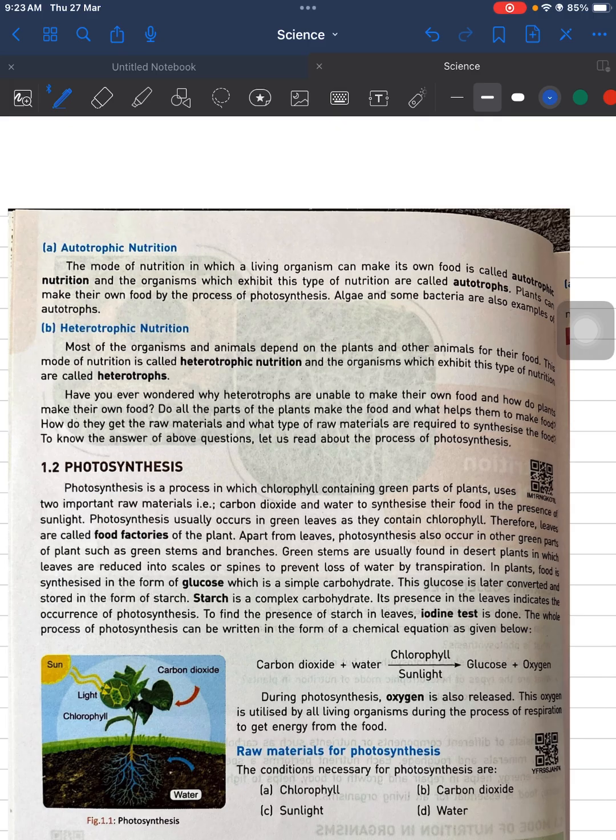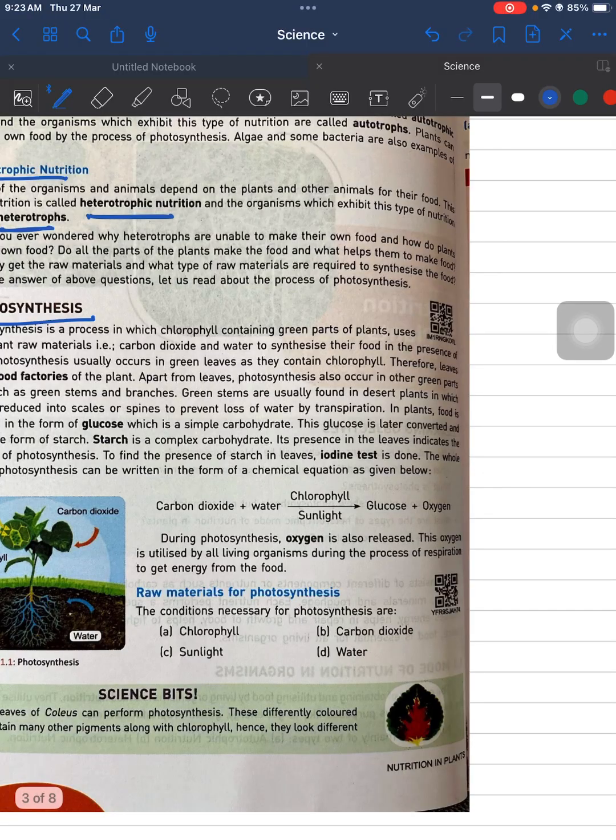When living organisms are dependent on other organisms and obtain the food from other organisms, such kind of mode of nutrition is called heterotrophic nutrition, and the organisms are called heterotrophs. Okay, so let us understand both of these types of nutrition in detail. Autotrophic nutrition is dependent upon photosynthesis. So let us understand what is photosynthesis.